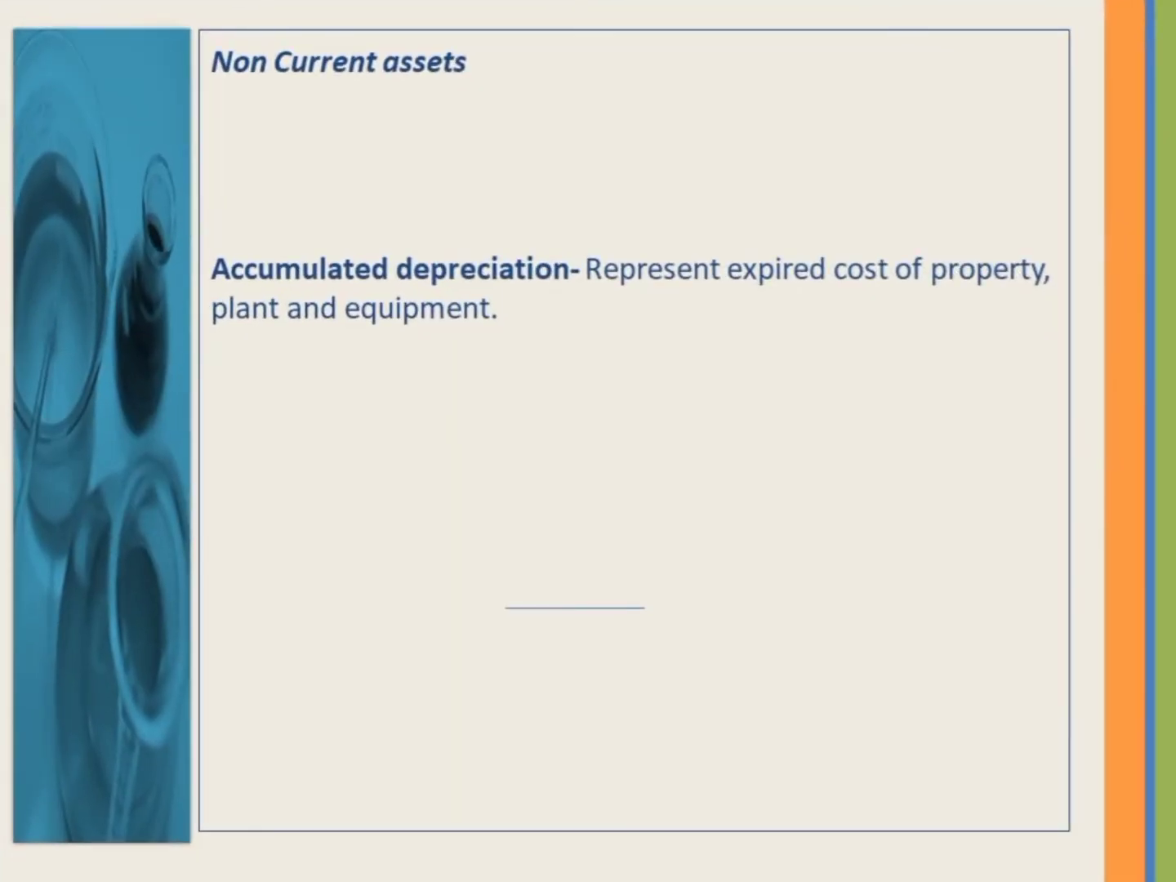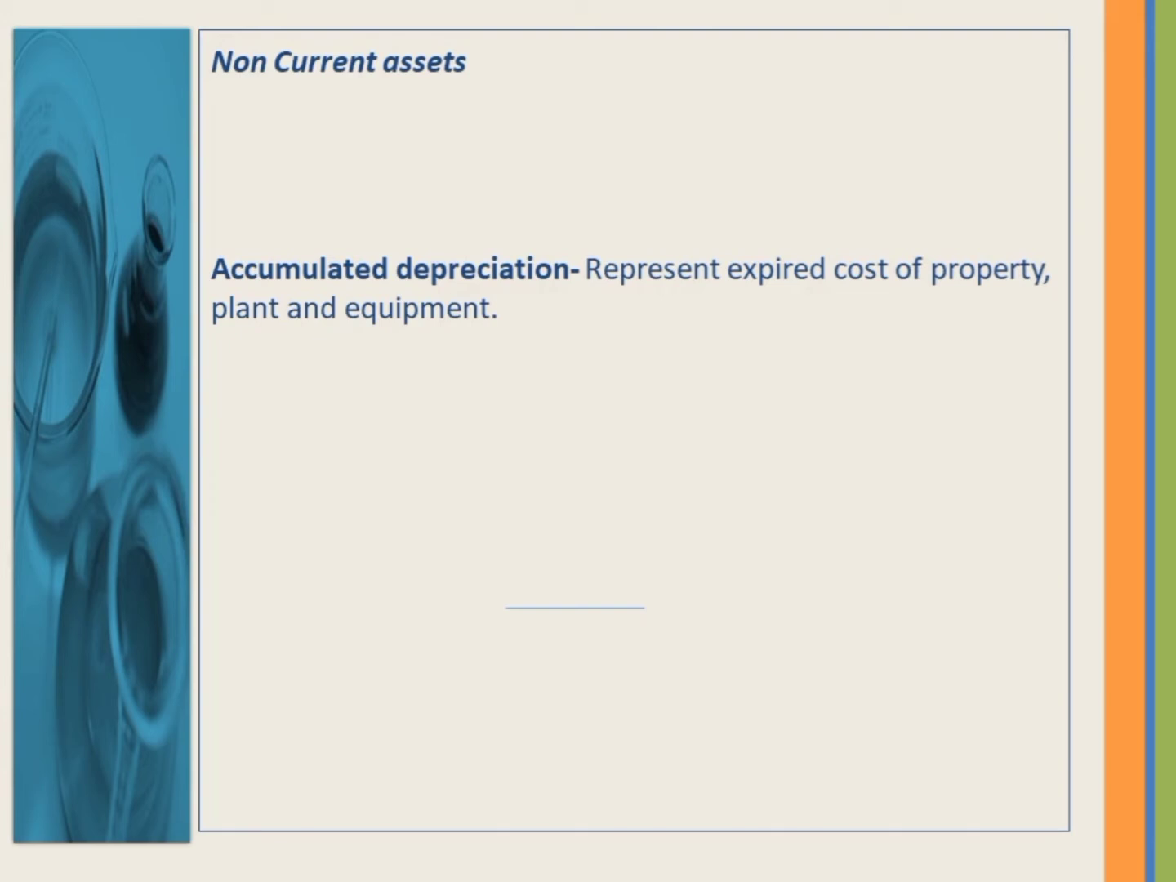For non-current assets, we also have contra assets. We call it depreciation or accumulated depreciation. So it represents expired cost of property, plant, and equipment. Now, maybe you will ask, why not land?